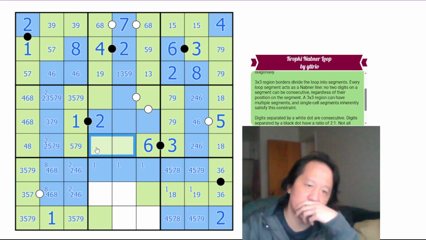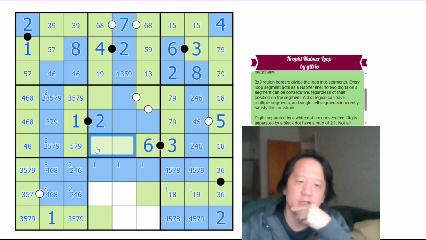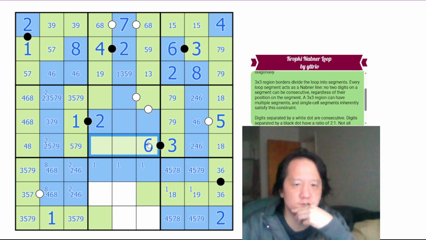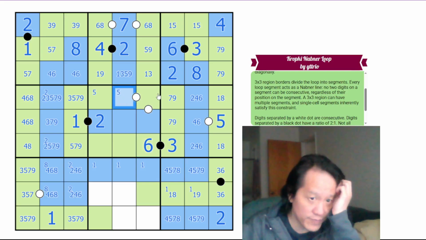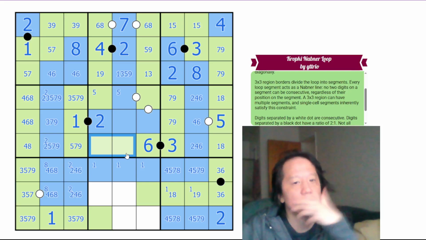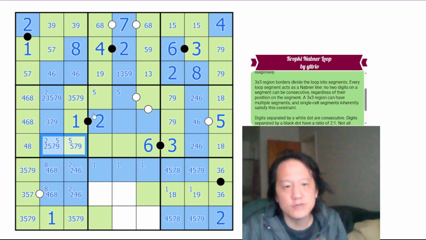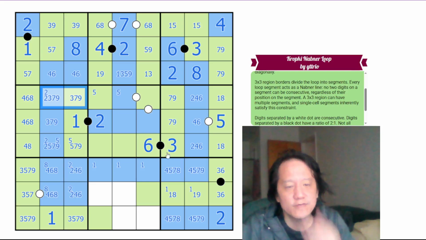5 cannot be here because if 5 were here, that would be consecutive with 6. So 5 has to be one of these 3 cells. Well, 5 can't be here because that would be consecutive with 4 and 6, so that's not 5. It could be 5, 4, 3 here. That is possible. So 5 has to be one of these two digits here, so this cannot be 5.